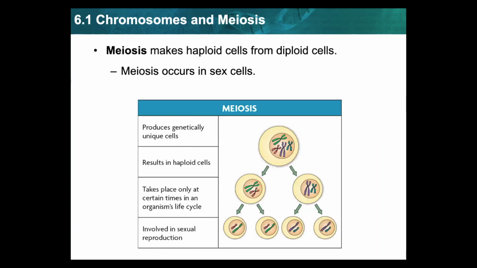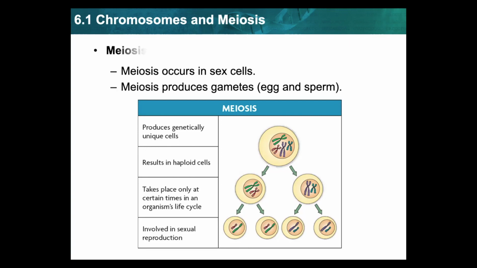Meiosis is a different process, which we haven't talked about yet, but we'll get to in more detail in chapter 6. Meiosis takes a diploid cell and converts it into a haploid cell. Meiosis is used to make more egg and sperm cells. So the only purpose of meiosis is to make more egg and sperm cells. This would occur in sex cells, where that's where production of egg and sperm cells happen. So it produces gametes. It results in haploid cells.